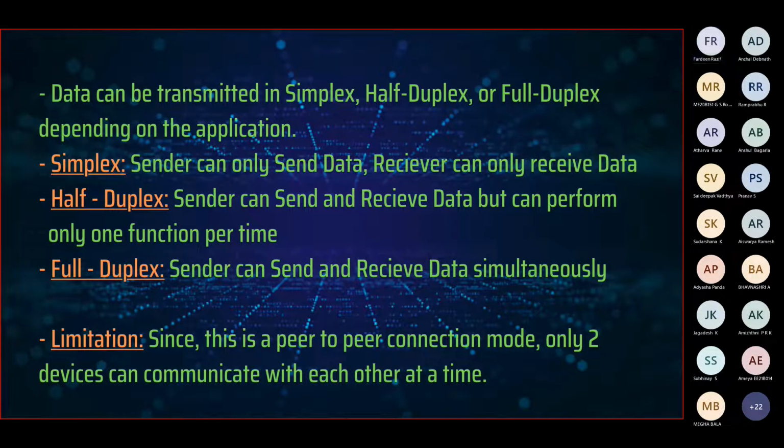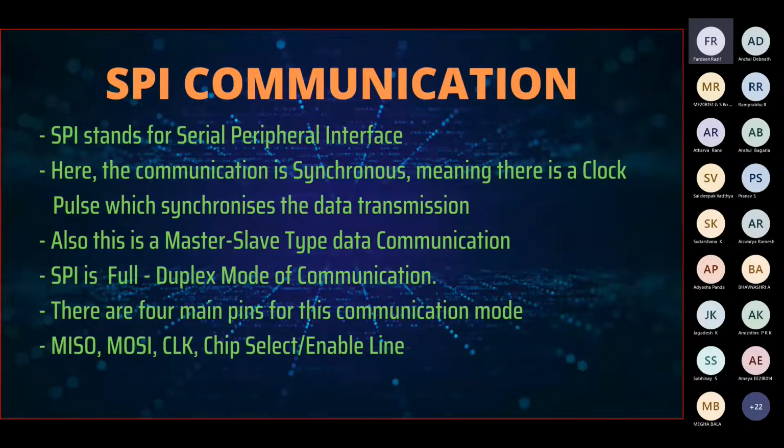SPI. So SPI stands for Serial Peripheral Interface. And here we overcome the major drawback of UART, that here you can communicate with multiple devices at the same time. Also, one key difference between UART and SPI is that in SPI communication is synchronous. Like there will be a clock pulse which synchronizes all of the data transmission.